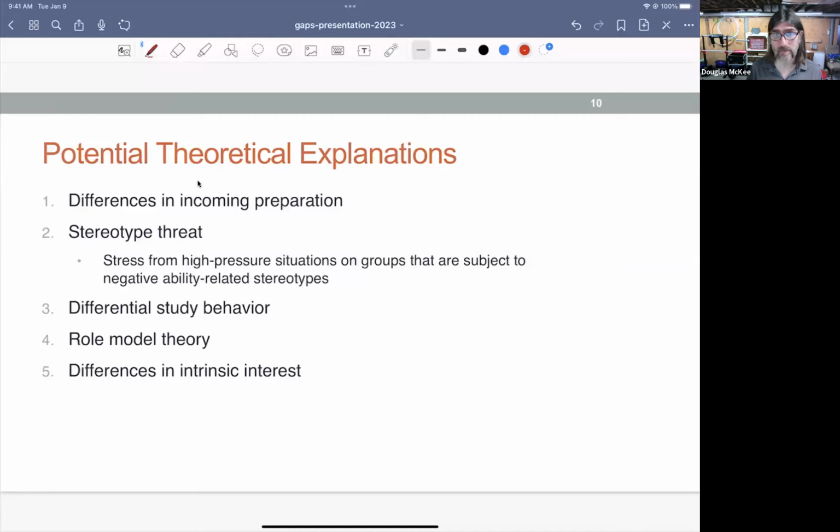A third possibility is maybe that some students have different, more effective study behaviors, or maybe they just study more. And maybe that could explain some of this. Fourth is role model theory, which is, this is a class that's taught by a white guy, and maybe that white guy is not very inspiring to the non-white male students. We can't test this, because we don't have any variation. But I'm not saying that it's not a possibility.